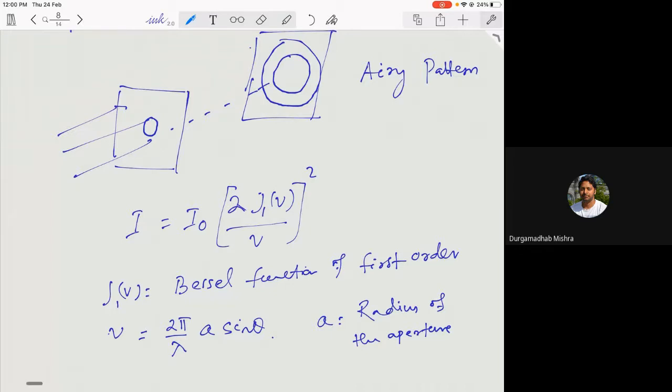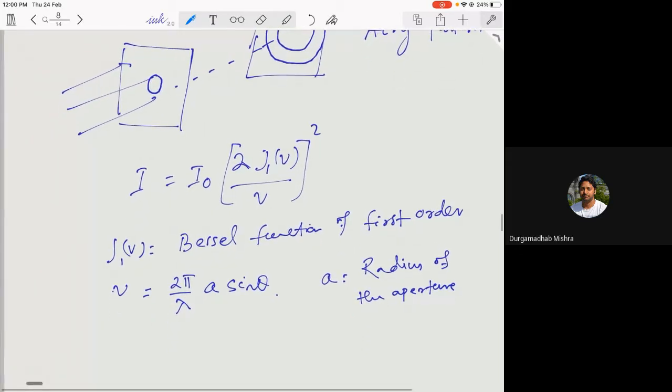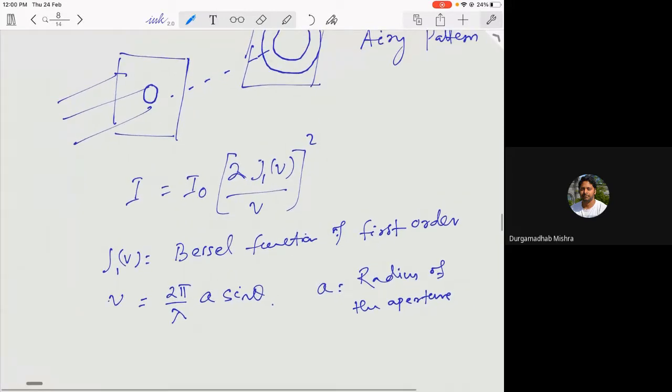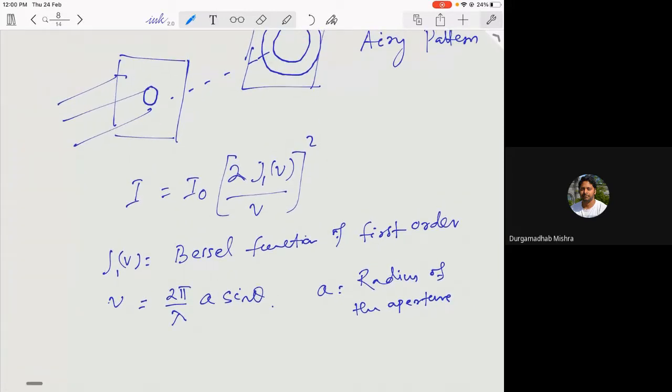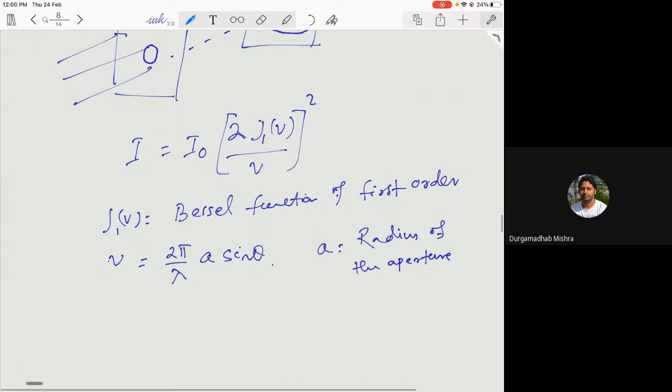If you are familiar with MATLAB or any programming tool, you can easily plot these functions. If you want to explore that, I would suggest you do that. You can plot, for example, J1(V). This Bessel function is a standard function available in MATLAB, so you don't have to write the whole function for yourself. That is a good thing. So (J1(V)/V) whole squared, you can write that, okay.